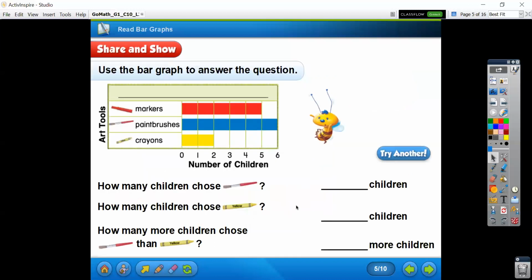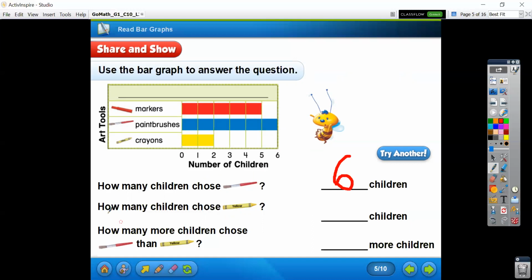Let's answer these questions. We've done the markers, the paintbrushes, and the crayons, and this looks just like the one we just looked at. Let's read our question: how many children chose the paintbrushes? Take your finger, point at the screen, and slide it across the blue bar to the end. How many children? Right, we put the number 6 here, for 6 children chose the paintbrushes.